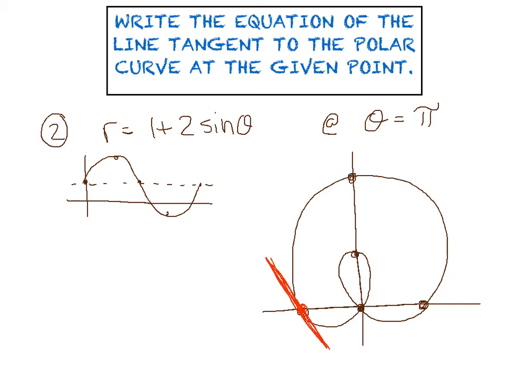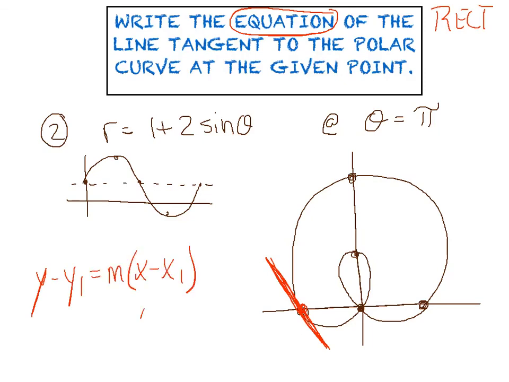Now, as we describe that line and write the equation of that line, even though it's tangent to a polar curve, they're going to expect me to write the equation in rectangular form. All right, so the good news is here, and this is actually good news, trust me, we're still going back to this form, y minus y1 equals m quantity x minus x1. So we're still going to write that.